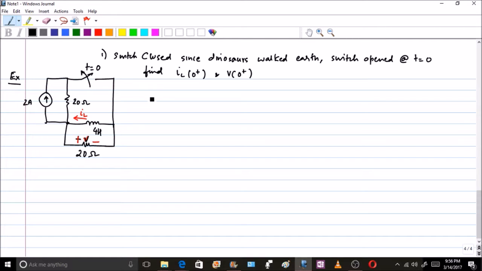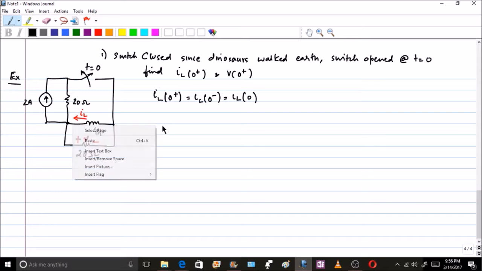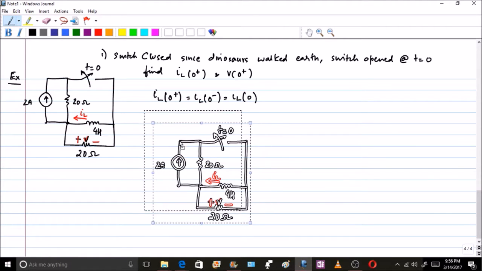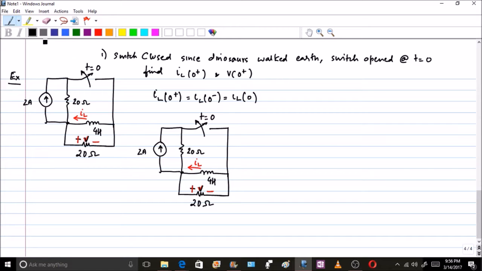Let us first find the value of IL of 0 plus. You know that IL is the current through the inductor, therefore IL of 0 plus equals IL of 0 minus, and that is equal to IL of 0. So let's redraw the circuit here. At t equal to 0 minus, the switch was closed, so let me close the circuit here. Now let us find the value of IL of 0 minus.